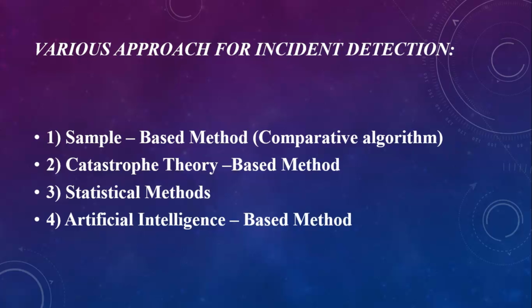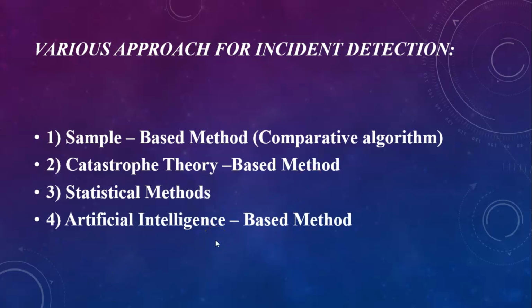So one thing to note about the sample-based method is that after the thresholds have been established, that is the speed, the traffic volume, and the occupancy, if at any point in the system the value is greater than or less than the established threshold, then it will indicate that an accident has occurred on the road. So that is the sample-based method.